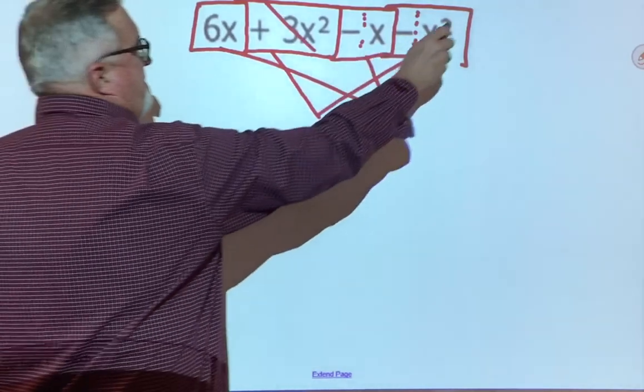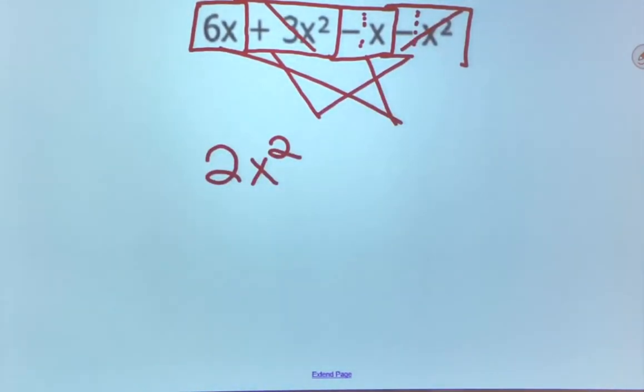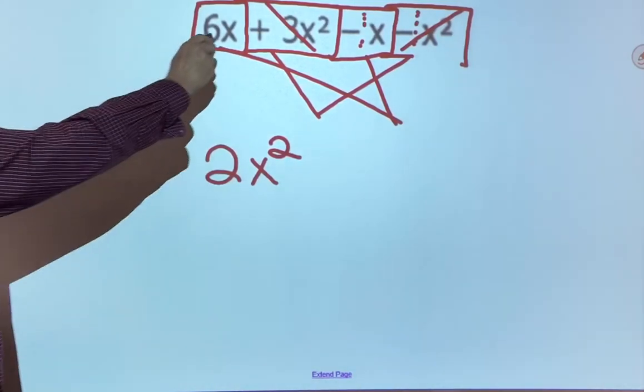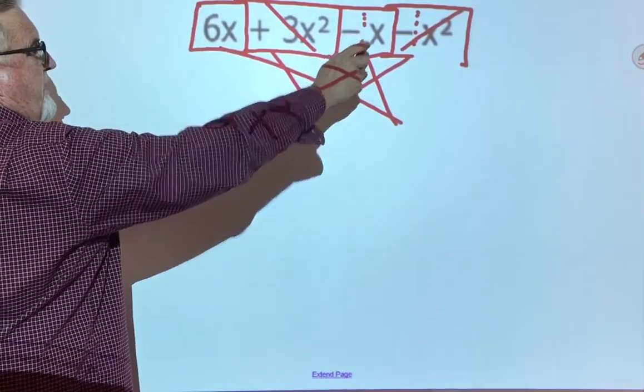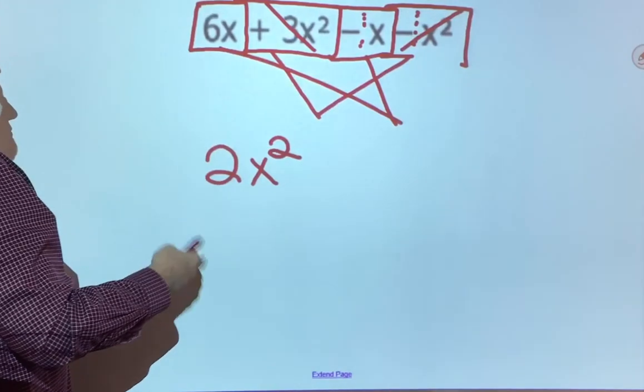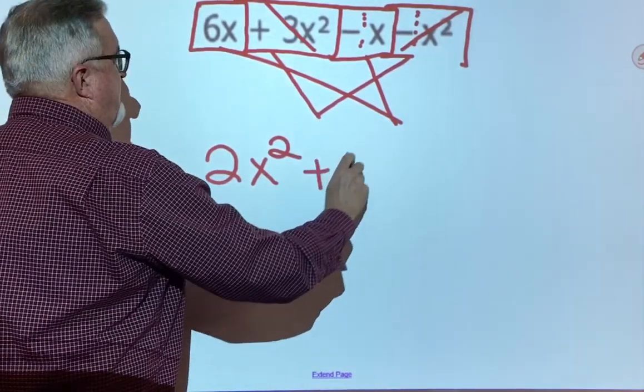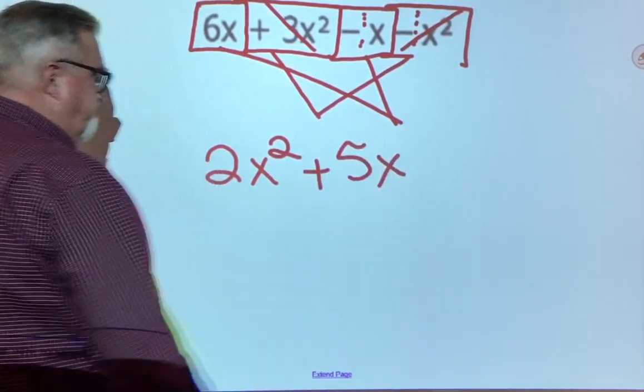So we're going to come back up here and we're going to get our variable terms, which just have the variable x. And I've got a positive 6x and a negative 1x. So 6 plus negative 1 is positive 5, so that would be plus 5x.